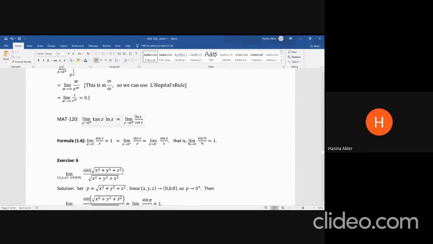For example, this is the one. You have to apply L'Hopital first, and it gets a bit complicated. Then for the second time, you have to change the form. You must change the form to make it simple. This is for L'Hopital's 3.6. Okay. Formula from 1.6 class: sin x divided by x as x approaches 0 is 1. And there is the other one. There are two formulas.